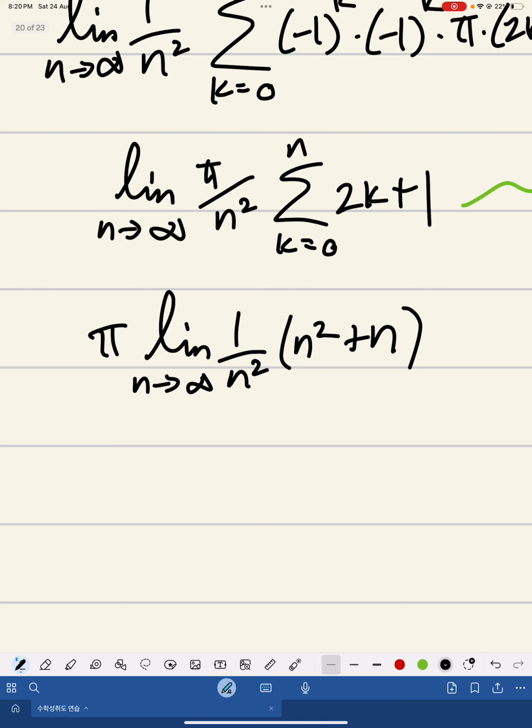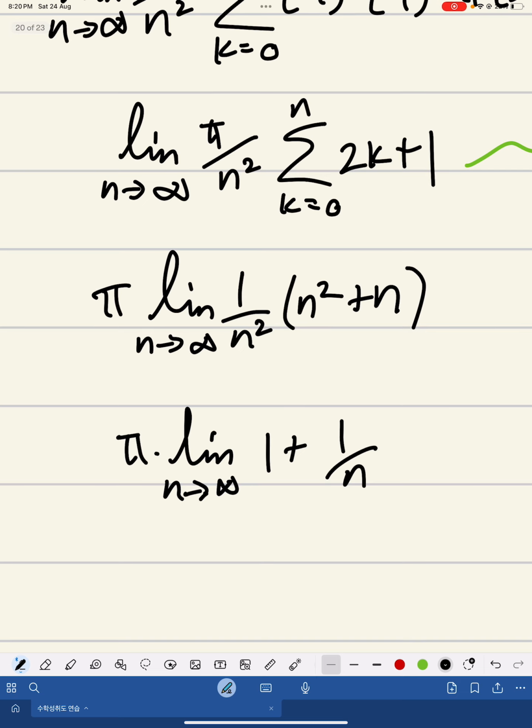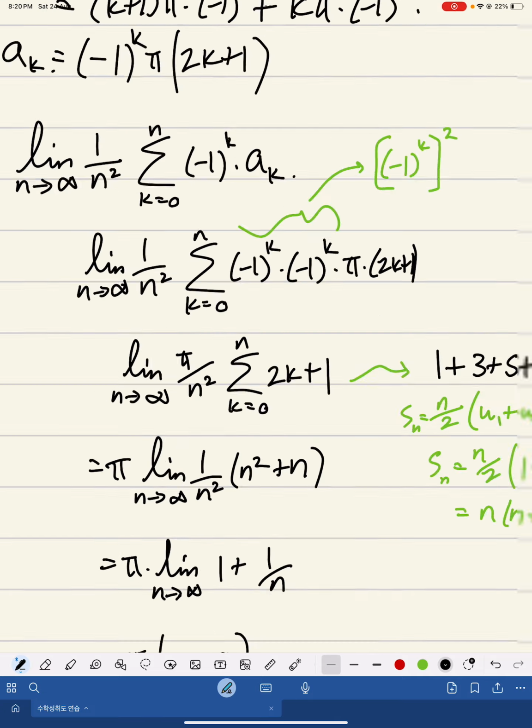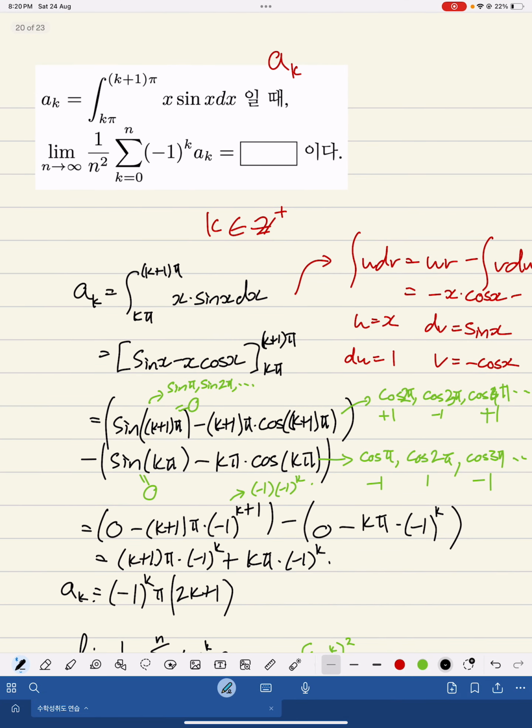Now obviously we can rewrite this as π times the limit of n approaching infinity of 1 plus 1 over n. And we know that as n approaches infinity, 1 over some number approaching infinity is 0. So this is basically π times (1 plus 0), which comes up to be π. Therefore, this question's answer is π. This question looked drastically complicated, but ended up being not that bad.